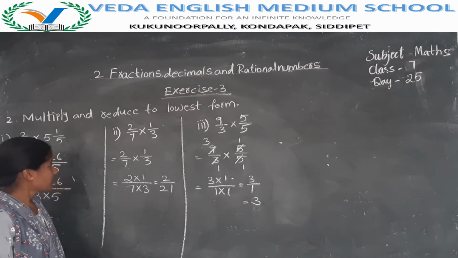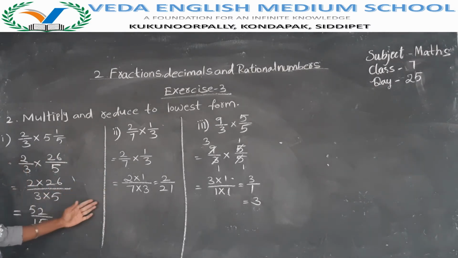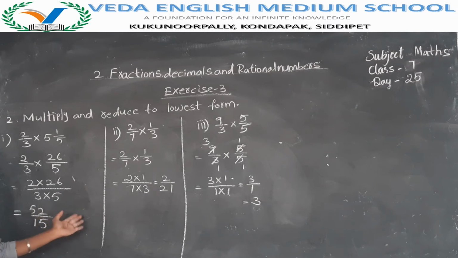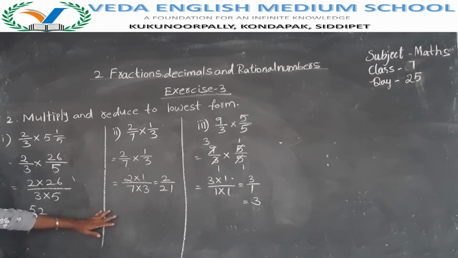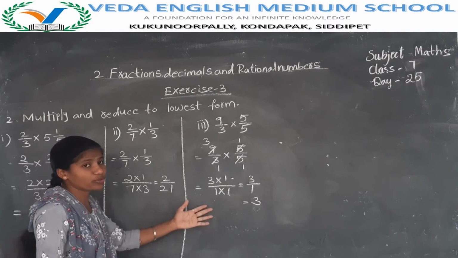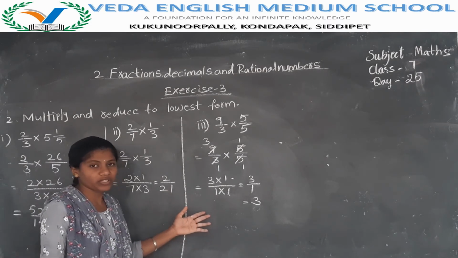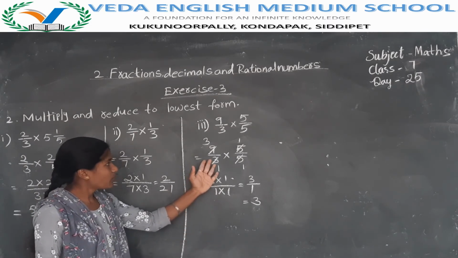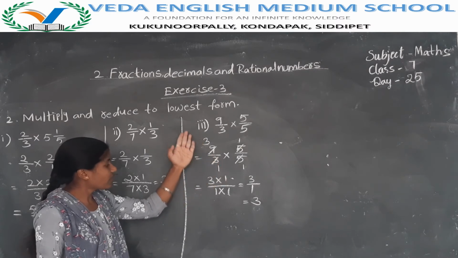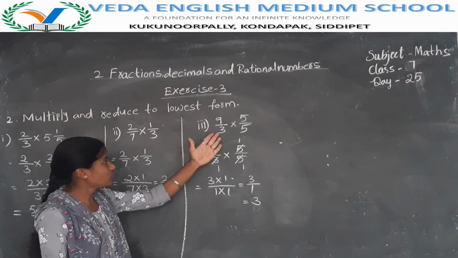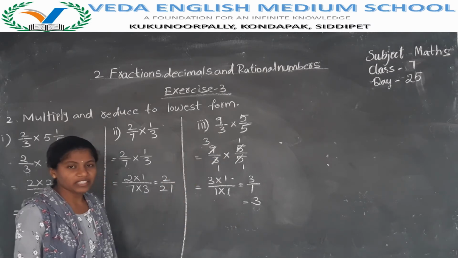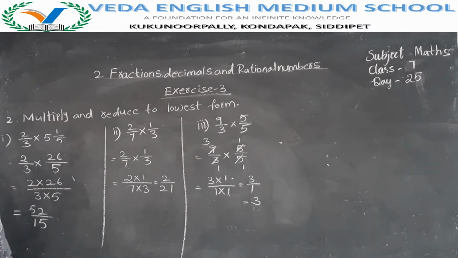So like this. Here for the first and second problems, there is no more possibility to cut, so we didn't reduce into its lowest form. For the third question, there is a possibility to convert into its lowest form, so we have multiplied that fraction and converted the given fraction into its lowest form. The lowest form of 9 by 3 into 5 by 5 is 3. Like this you have to convert. Understand? Second bit has completed.